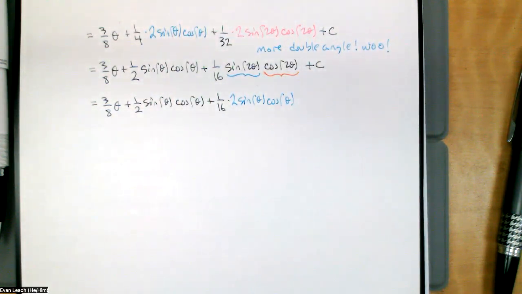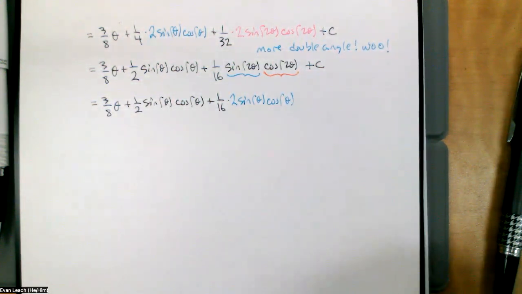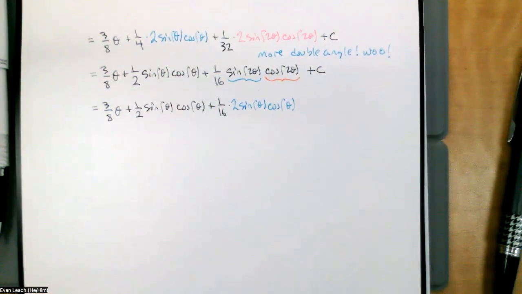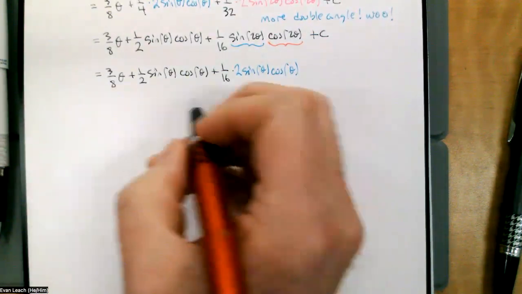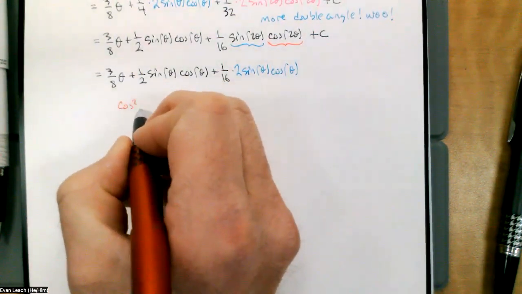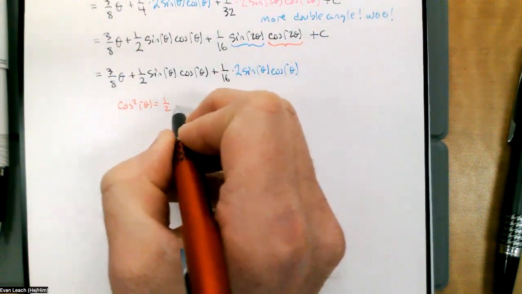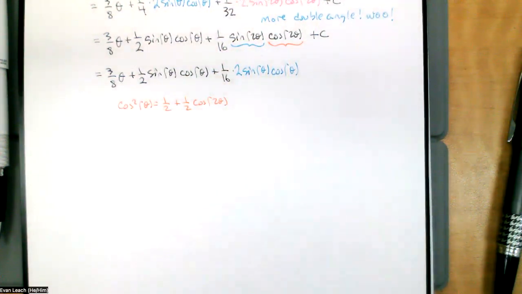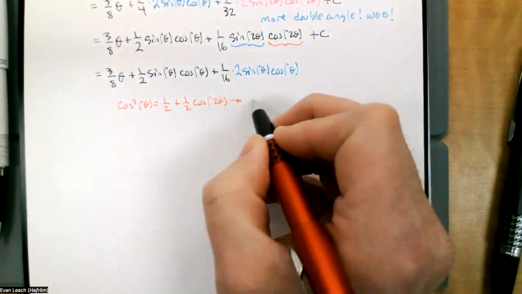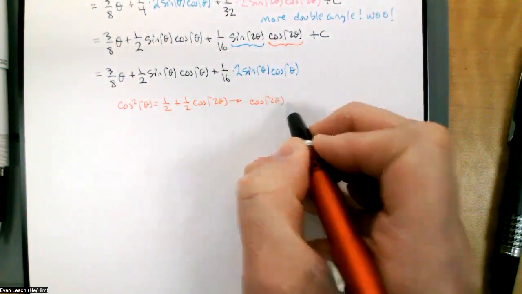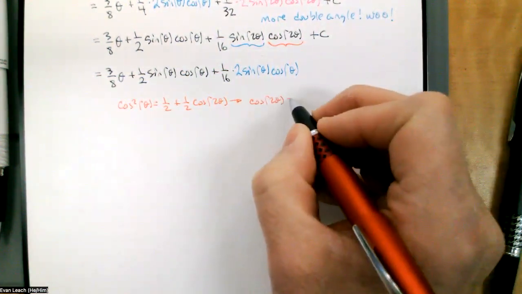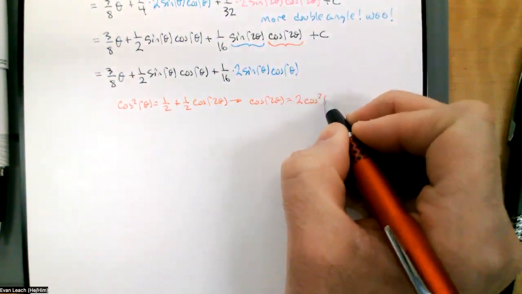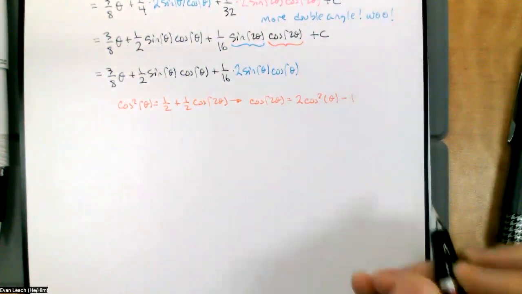For our cosine of 2 theta, we could just use the same expression that we had before. We had cosine squared theta is a 1/2 plus a 1/2 cosine of 2 theta. So if we solve this for cosine of 2 theta, multiply by 2 and then subtract 1, it's going to be 2 cosine squared theta minus 1.